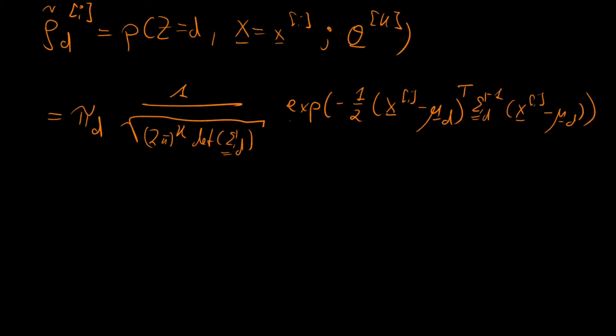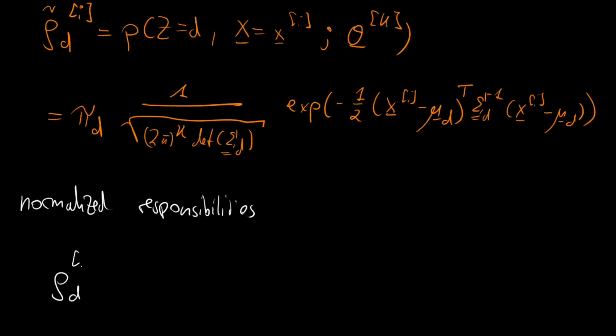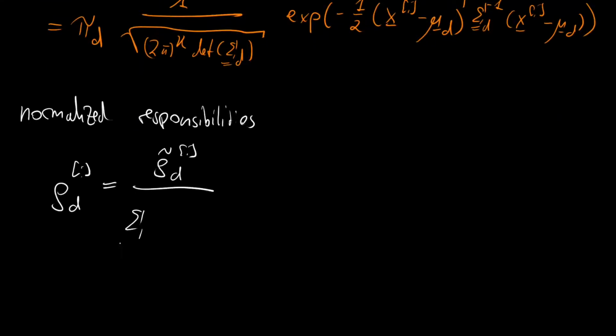And for this we can just normalize over the clusters so that we then get normalized responsibilities, and they are defined as rho_d upper index i, so without the tilde again. And here we just take the unnormalized ones and we divide them by the summation over the clusters. So we'll just use a different index here and say this. And you can also think of it as the following.